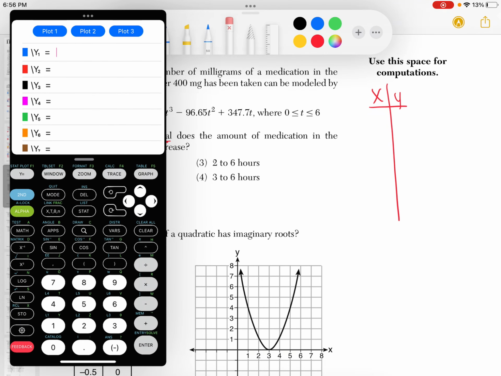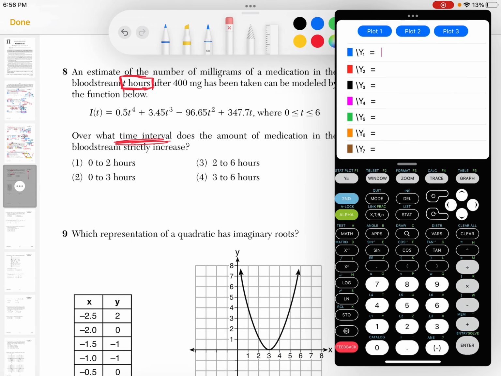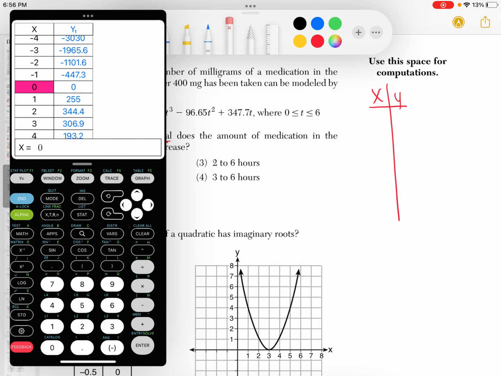So in my calculator, I go to my y equals, I'm going to clear it out, and then unfortunately I have to type in that awful equation. So it's 0.5x to the 4th. Remember, you use x instead of t, plus 3.45x to the 3rd. Can't believe I'm even going to admit this, but I almost just said, please let me know if I type something in wrong. You probably won't let me know because you're on your own right now. Plus 347.7x. All right. Like I said, I'm looking at my table.